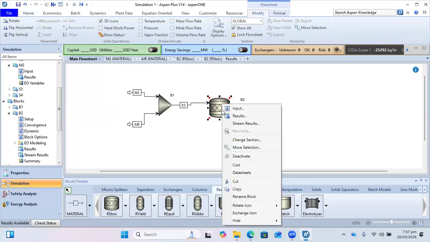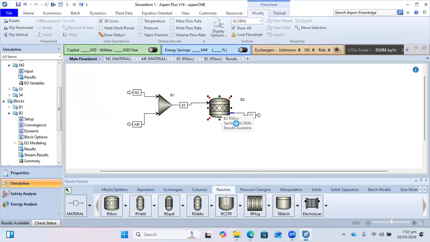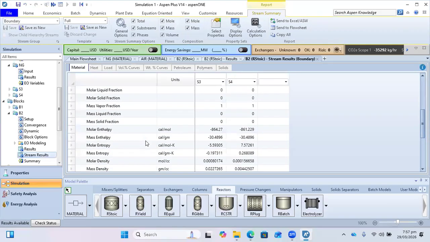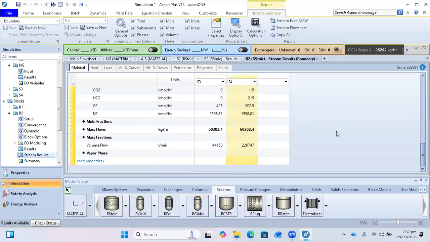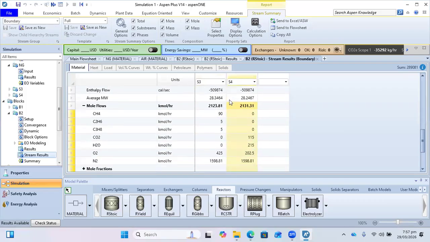Okay. And we can check the stream results as well. So for that, we right click on the reactor, we click on stream results, and we can see what happens with the inlet and then the outlets. So this is what we have for the inlets to the reactor. This is what we have for the outlets from the reactor. So if we look at it, we see that all the methane, ethane, and propane have been converted. We don't have any of them in the outlet stream. And then we see some amounts of carbon dioxide and water being formed, right?